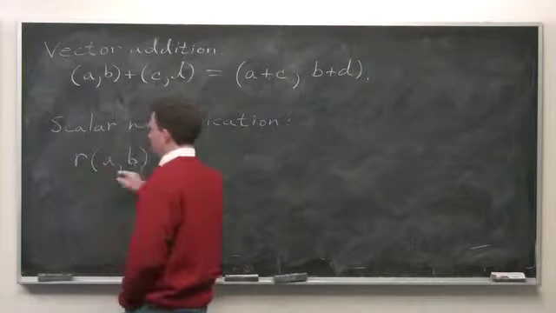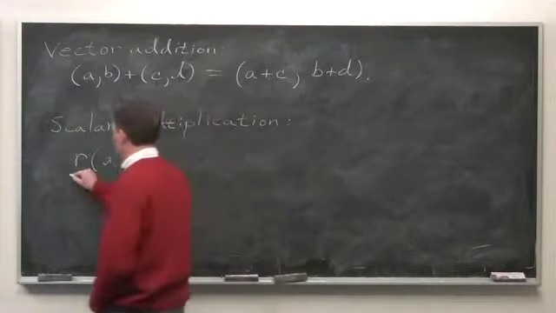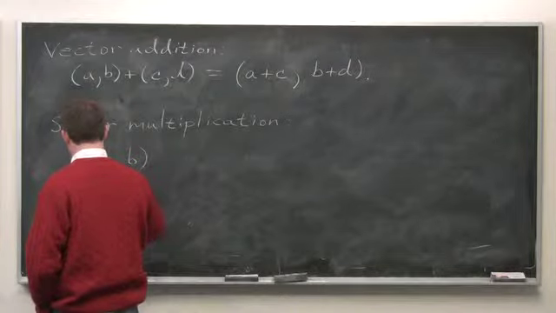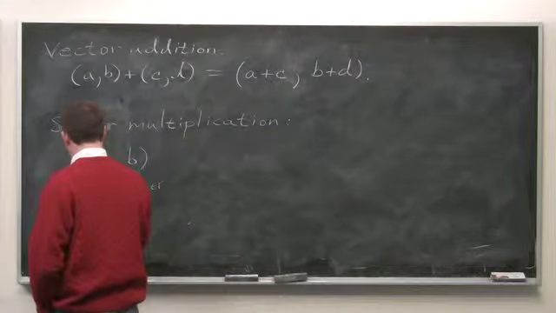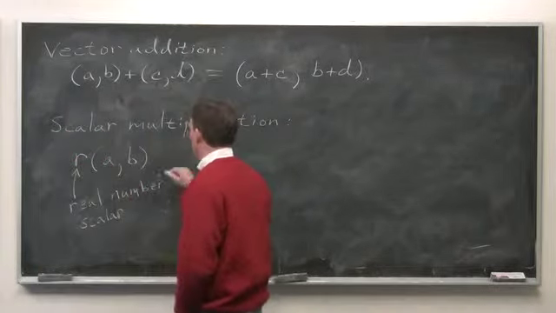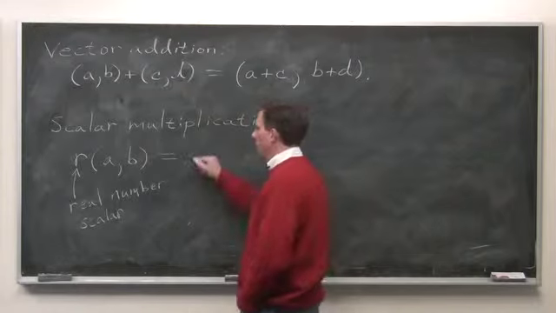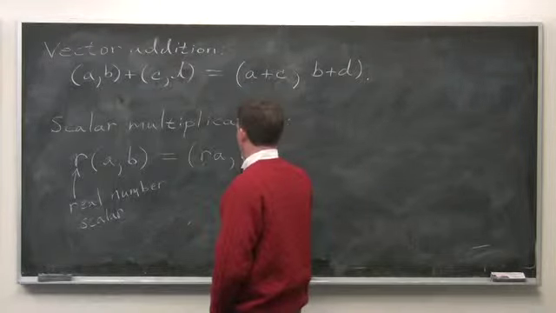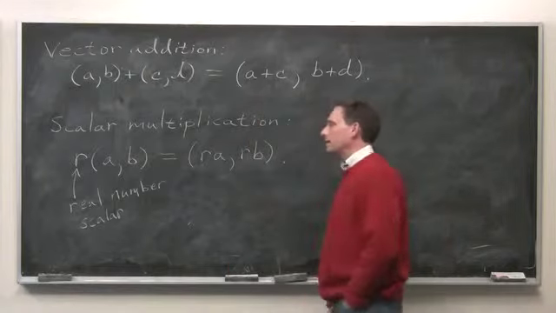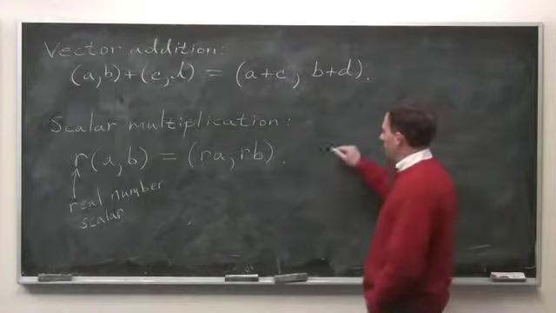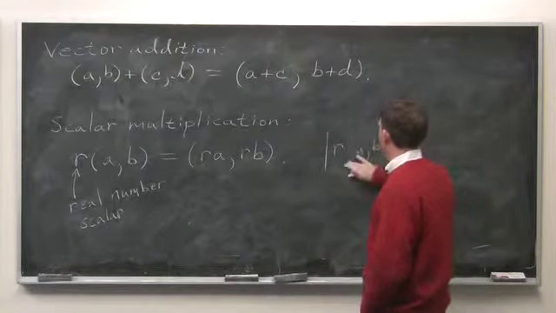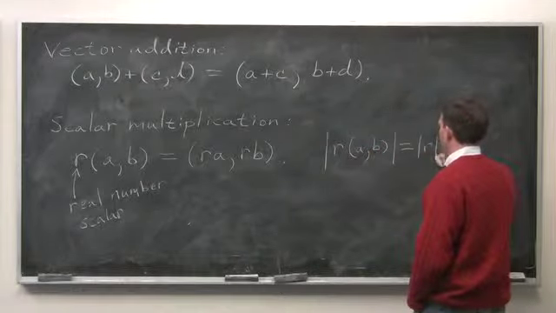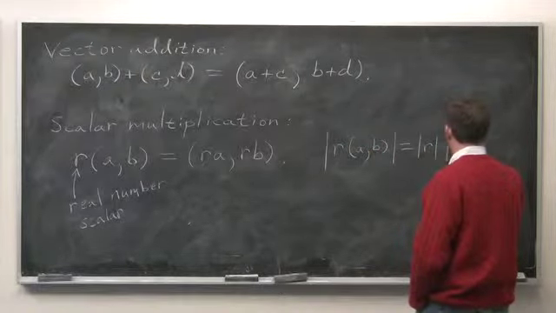times a vector. In this context, when you're multiplying a real number times a vector, this is frequently referred to as a scalar. And it's called that because it scales the vector. So by definition, scalar multiplication, R times AB, means you multiply each component of the vector by R. If you check, it's easy to see that the magnitude of R times AB is the absolute value of R times the magnitude of AB.